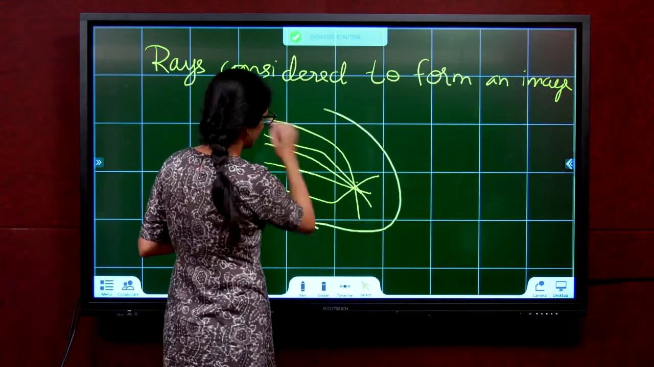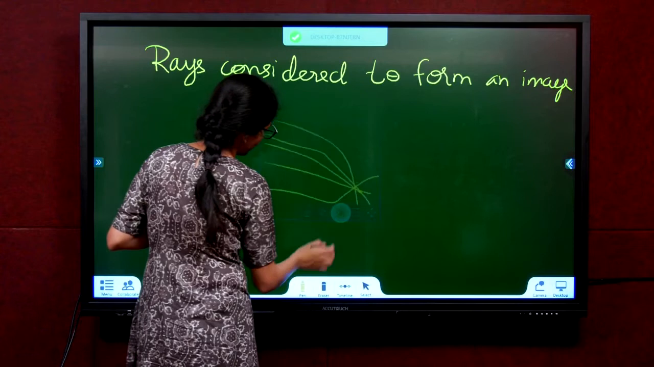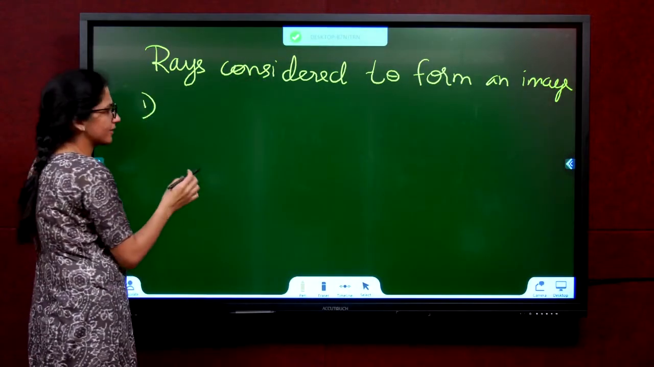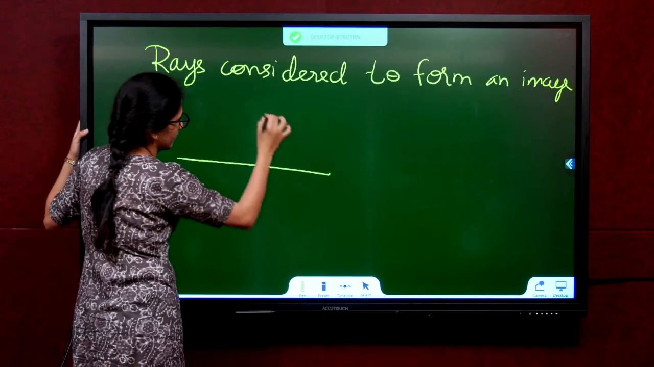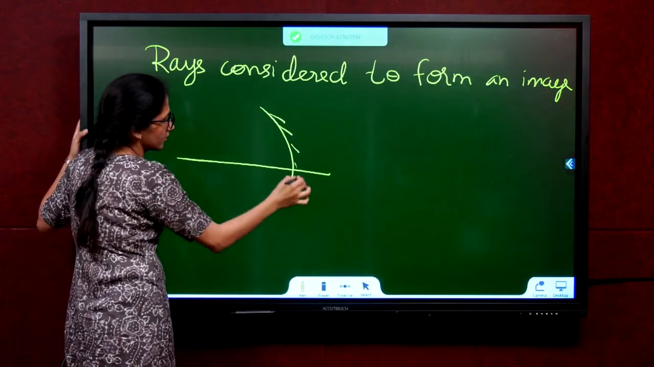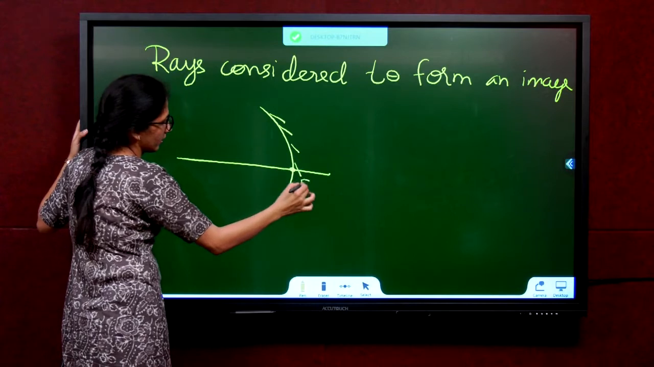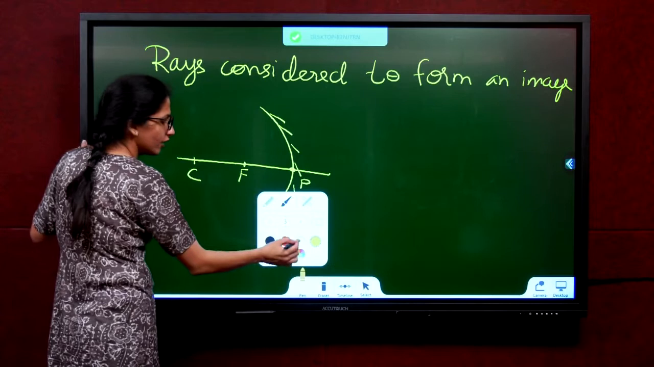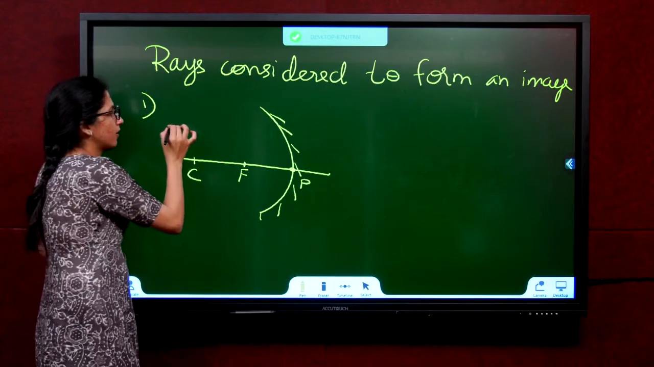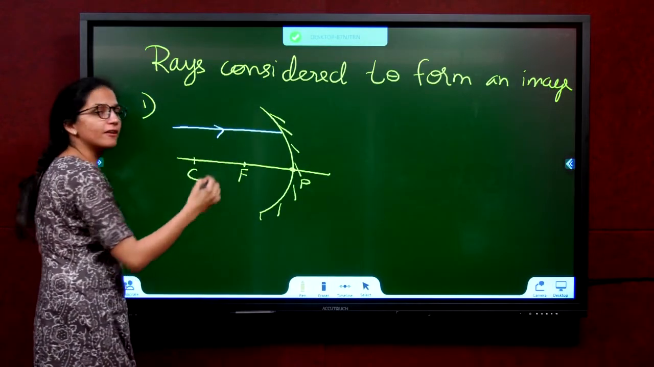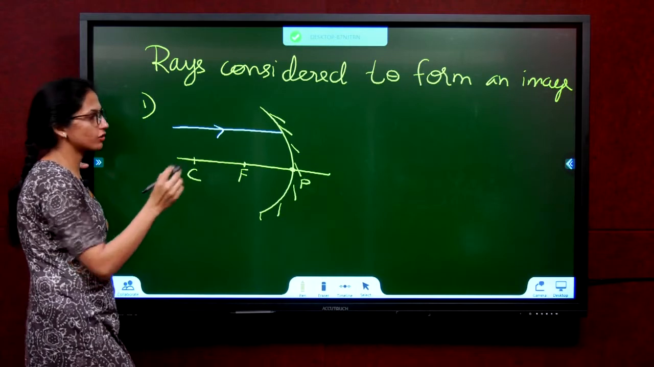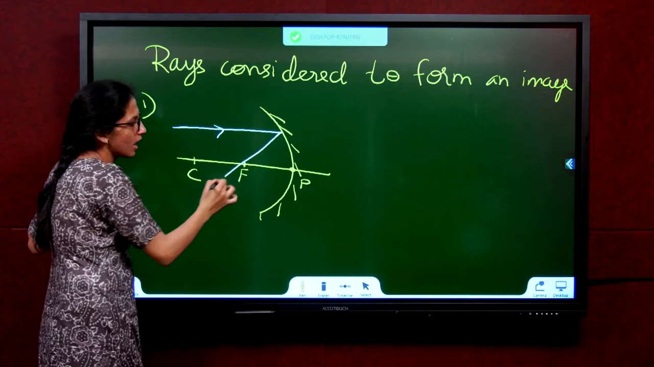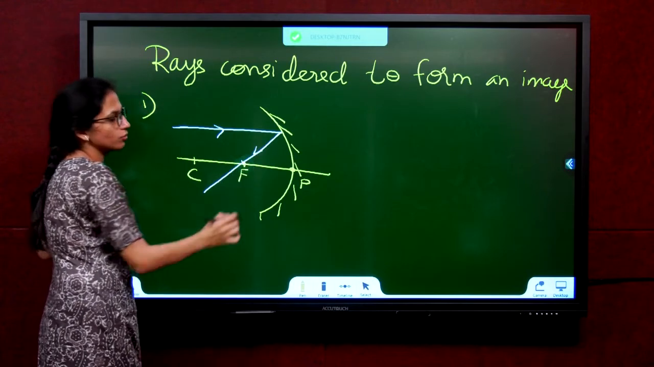So if you find out where 2 rays are meeting, automatically the others will reach there. Now let us see what are the different rays we consider. First case, parallel ray. Why parallel ray? If this is a concave mirror, with the focus, we already learned that parallel rays after reflection meet at a point called focus. So can I conclude, if I have a ray incident parallel on a concave mirror, after reflection it will pass through the focus.